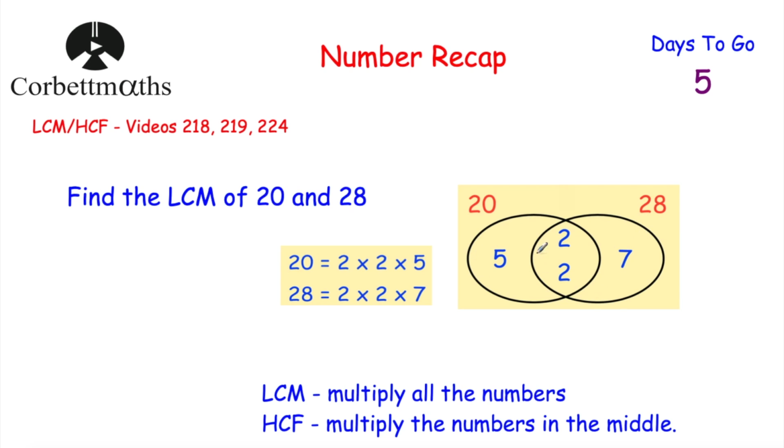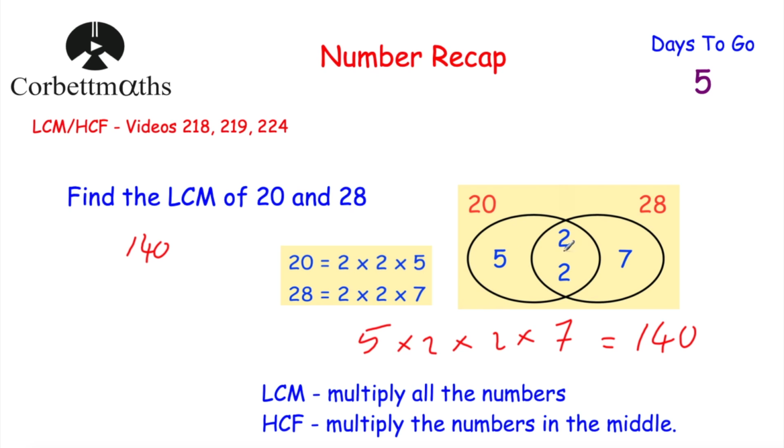So we'll put all the numbers in the diagram, and now if we wanted to find the highest common factor, you would do 2 times 2, and that's equal to 4. And if we wanted to find the lowest common multiple, we multiply all these numbers. So we do 5 times 2 times 2 times 7, which is equal to 140. So the lowest common multiple of 20 and 28 would be 140.